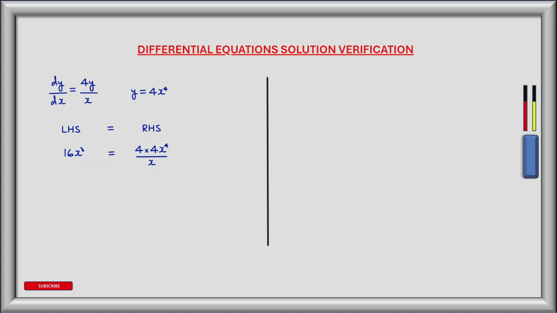On the right-hand side of the differential equation, we have 4y divided by x. As our solution gives us y in terms of x, we can substitute for y, which gives us 4 times 4x to the power of 4 divided by x. If we now expand out the right-hand side and simplify it, we see that it equates to 16x cubed. So as we can see, the left-hand side of the equation is also 16x cubed, thus verifying that y equals 4x to the power of 4 is a solution to this differential equation.